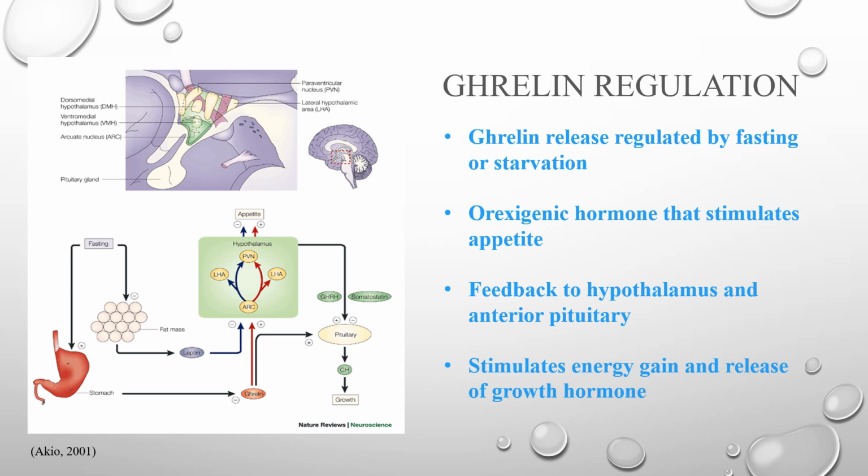Ghrelin interacts directly with the anterior pituitary gland and via the vagus nerve to the hypothalamus. So in addition to stimulating hunger, it also stimulates energy gain and the release of growth hormone. It's also been shown to play a role in the modulation of circulating levels of glucose, insulin, and cortisol.